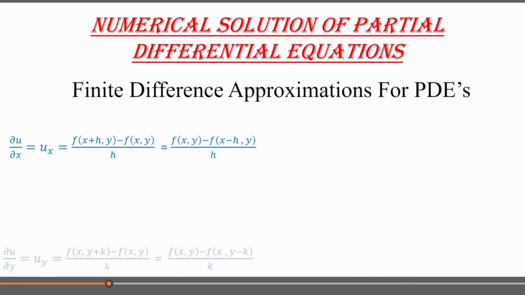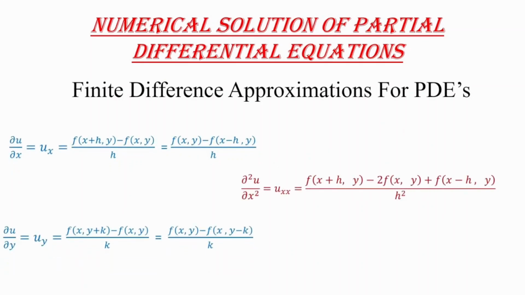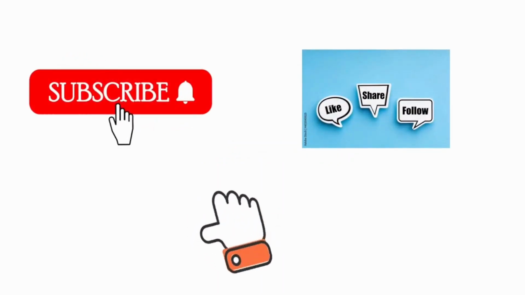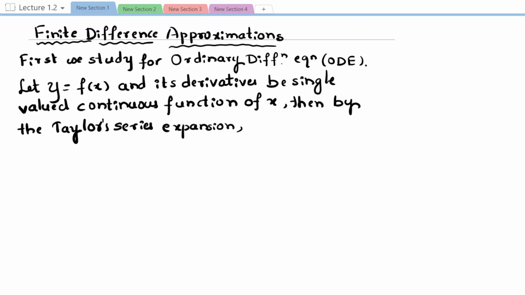Students, I'm Dr. Sujata. In today's lecture, we'll discuss finite difference approximations for ordinary differential equations as well as partial differential equations. First, we shall study finite difference approximations for ordinary differential equations.